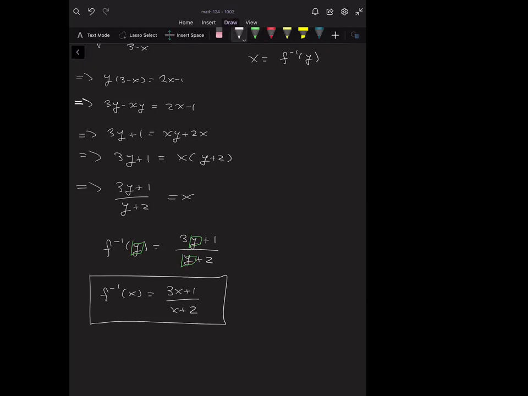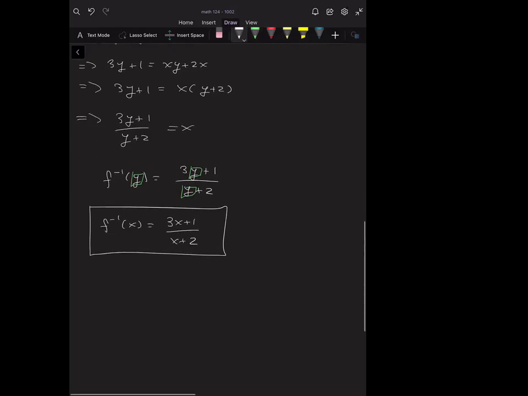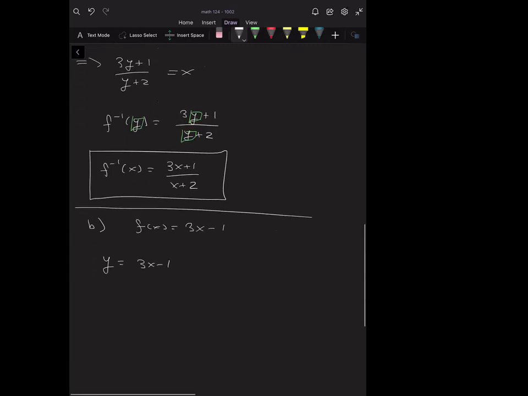Okay, and then part B, let's do that. That one doesn't take too long. So for this one, we want to do that same thing with just f of x is equal to 3x minus 1. So just like before, y is equal to 3x minus 1. Just replace f of x with y. And now solve for x.